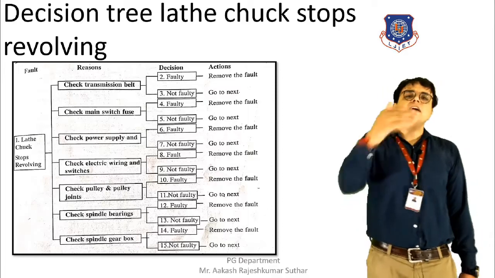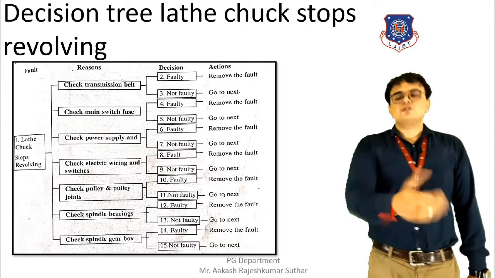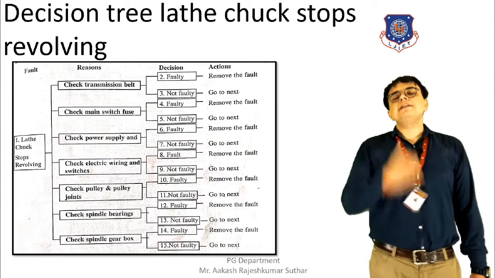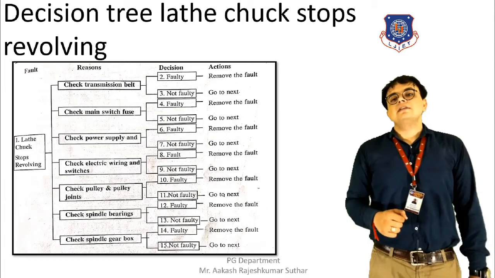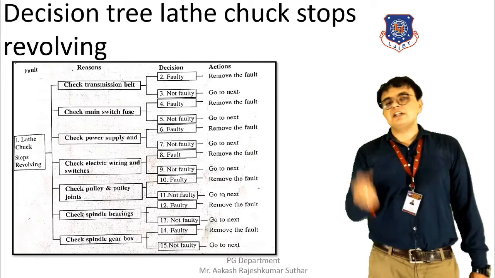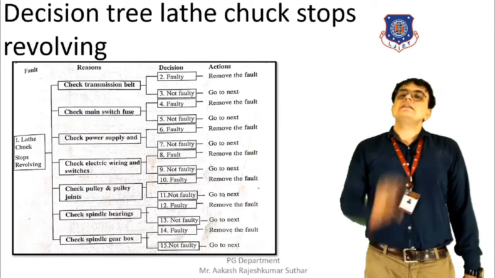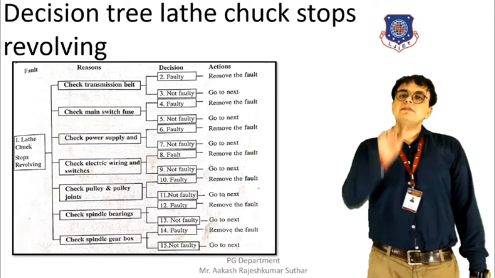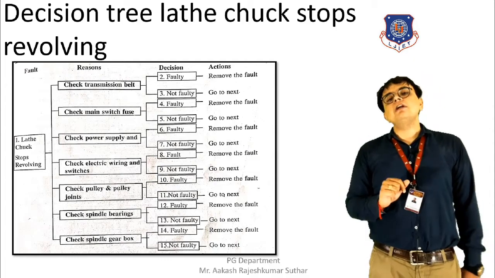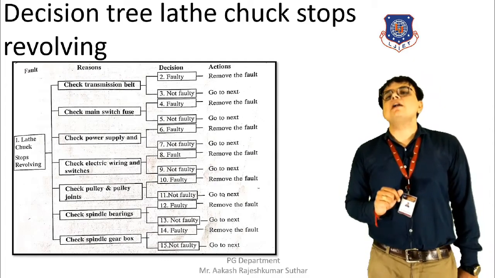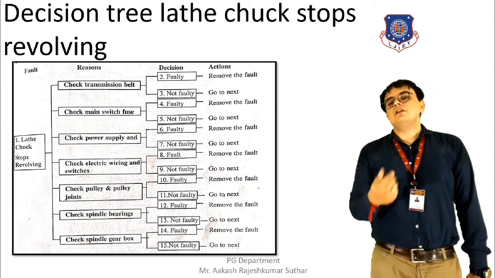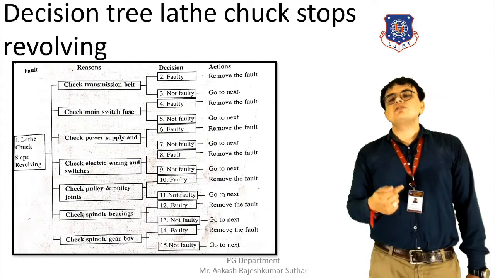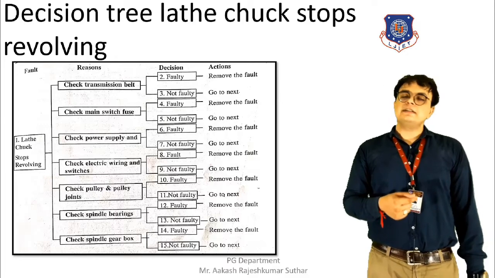And if the spindle bearing is responsible for causing the fault, then in the activity corresponding to this decision we should write remove the fault. And if the spindle bearing is not responsible for the occurrence of the fault, then in the activity corresponding to this decision we should write move towards the next reason.